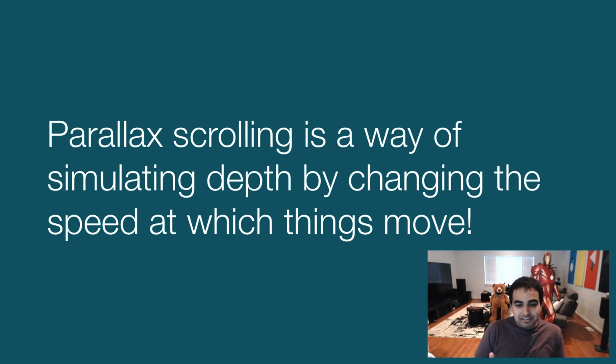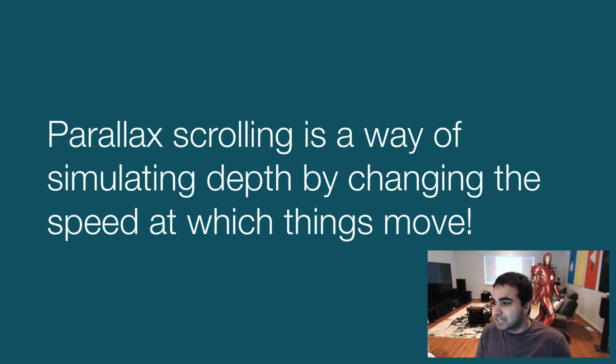In its most basic definition, which I pretty much stole from Wikipedia, parallax scrolling is a way of simulating depth by changing the speed at which things move. The easiest way to make sense of this is you probably see parallax scrolling all the time. The easiest example is when you're driving or looking outside your window. Things that are further away tend to move slowly, and things that are closer to you tend to move faster. That difference in how fast things move gives you an idea of how far away things are. And what we're going to be doing is trying to replicate some of that in HTML, CSS, and JavaScript.